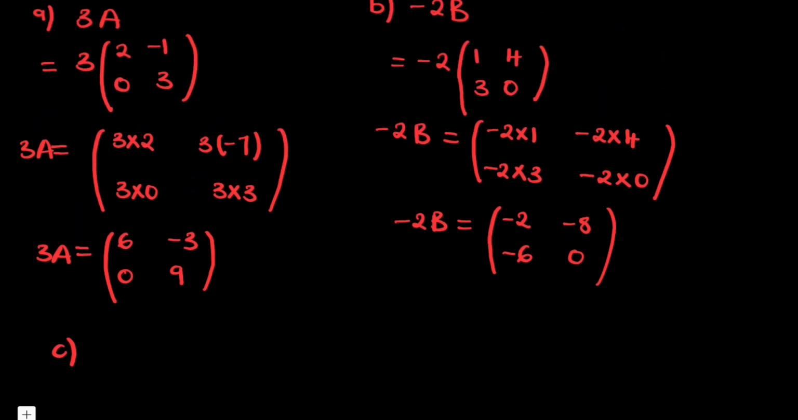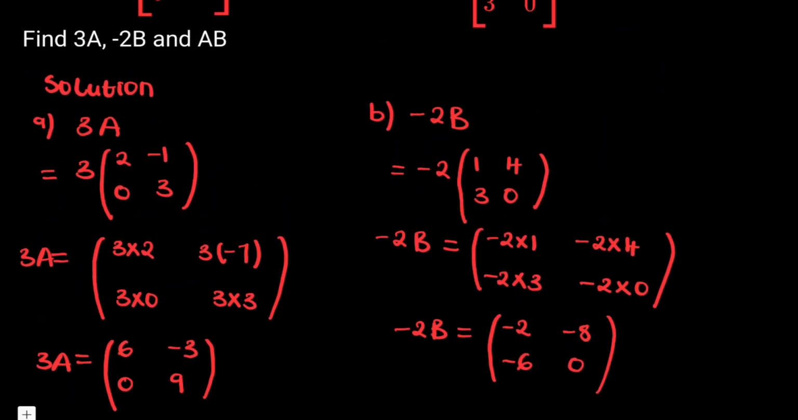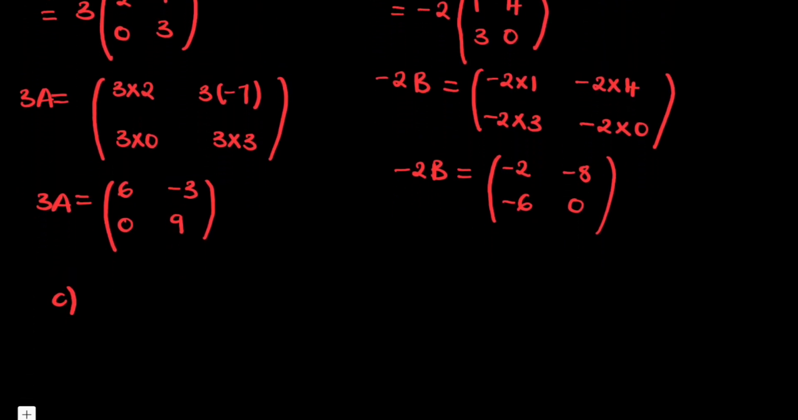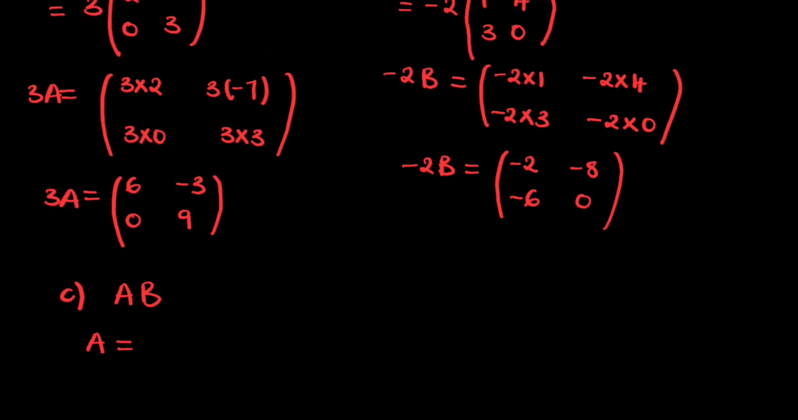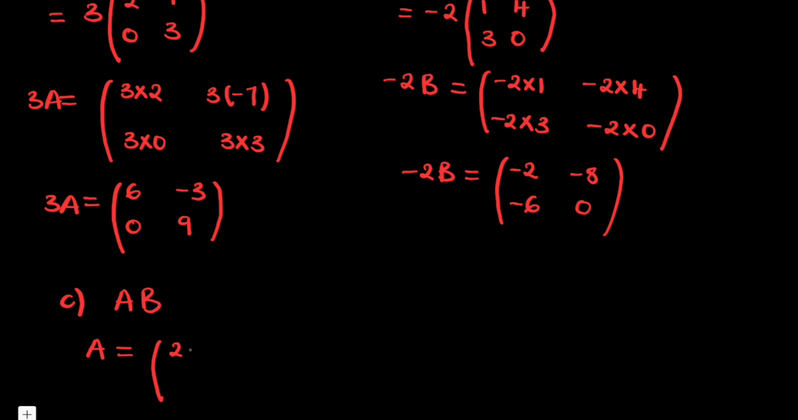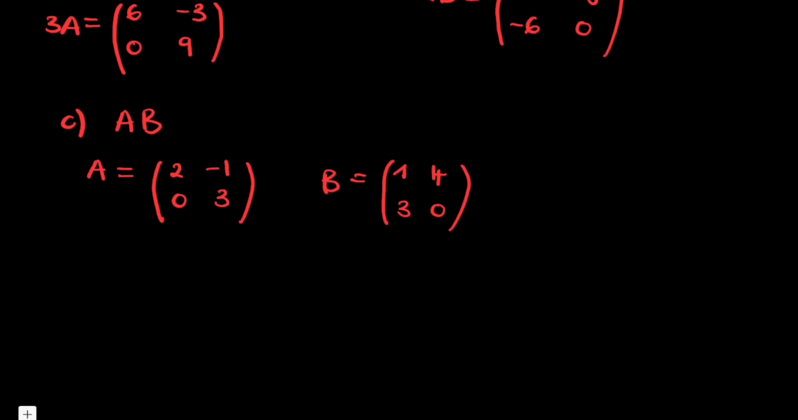Okay, so let's go to the third, which is C. C says we should find AB. We should find the matrix AB. So now in this case, it is matrix multiplication. So we are multiplying one matrix by another. So let's have our two matrices. A is 2, minus 1, 0, 3. And B is 1, 4, 3, 0. So that is our A and B.